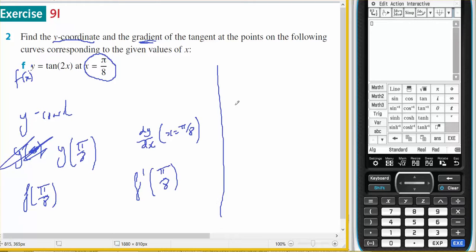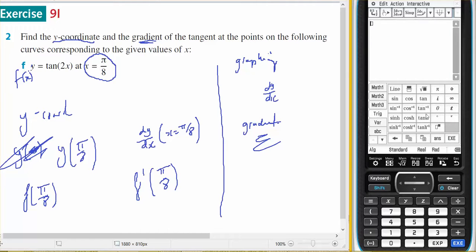There's a couple of graphing methods that I can use in the calculator. Also, I can have dy dx displayed on the screen. I can attach a gradient, and I can show you how to do all of those. Okay, so what I've got over here is, in trigonometry, the tan of 2x. Make sure that you are in radians and make sure that you are in standard.